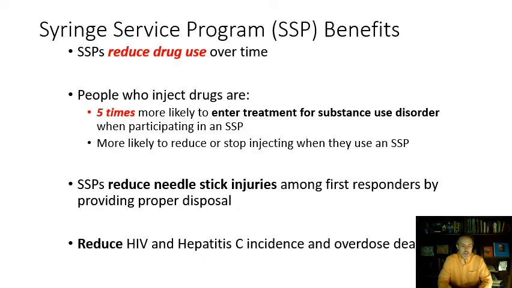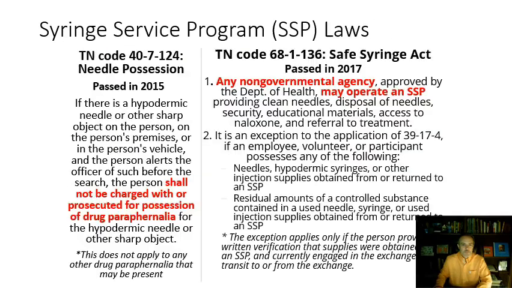These are just the laws that make syringe services programs legal in the state of Tennessee. Tennessee Code 40-7-124 makes possession of needles allowable if a person is actively involved in a syringe services program. If not, hypodermic needles and other sharp objects on the person are deemed drug paraphernalia. Also, the Safe Syringe Act allows for syringe services to operate and for the disposal of needles, security, educational materials, and access to naloxone and referral to treatment. So any non-governmental agency approved by the Department of State may operate an SSP. And these are just the laws that make these organizations and setups possible.